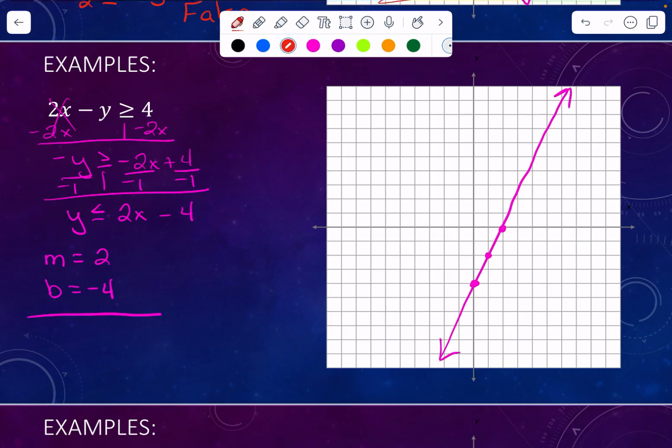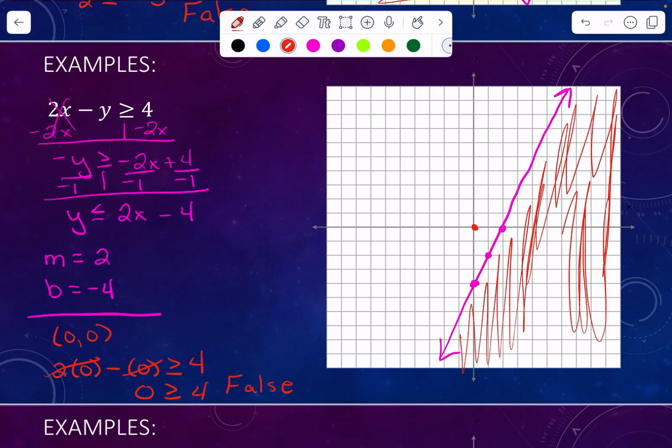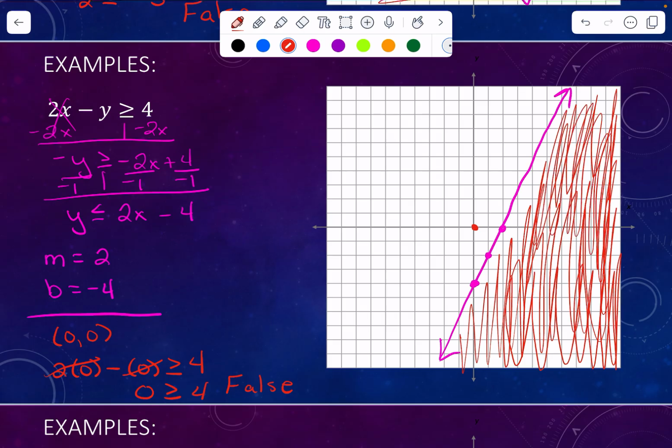Now we have to figure out a shading, so I'm going to pick the point (0, 0). It's not on our graph. So now I have 2 times 0 minus 0 is greater than or equal to 4. Well, 2 times 0 is 0 minus 0. So is 0 greater than or equal to 4? And that is false. So since that side is false, I'm going to shade the side less than that. Okay, and remember that shading is representing all of the ordered pairs that would make that inequality true.